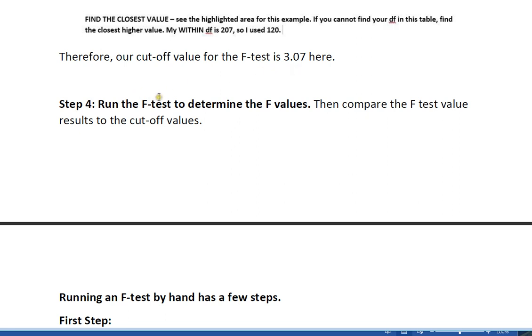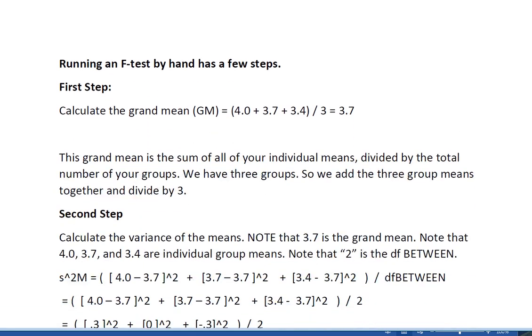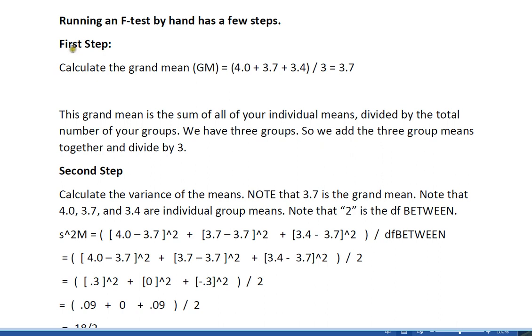Step 4 is to run the actual f-test so that you have your f-value and you can see whether that value is larger than your cutoff or not. There are several steps for running an f-test by hand, and we're going to go through them. The very first step is to calculate what's called the grand mean or the total mean. These words are slightly different from textbook to textbook, so it's best just to understand what they are because that makes it a lot easier.